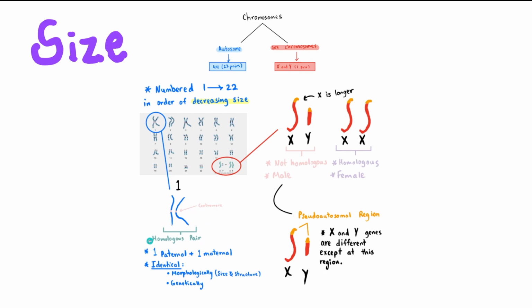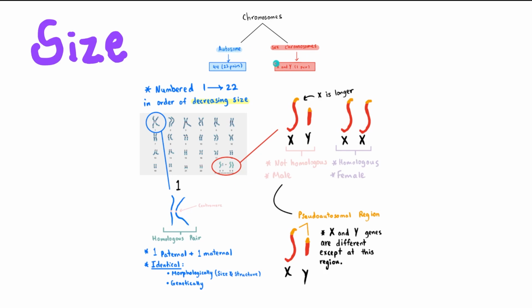Now, it's important to know that these homologous pairs have specific characteristics, such as their morphology. They're exactly the same in size and structure, and they have the exact same centromere position, and they code for the same exact traits, so they're genetically the same. For example, if this chromosome codes for eye color on this area right here, this chromosome is also going to code for the eye color right here.